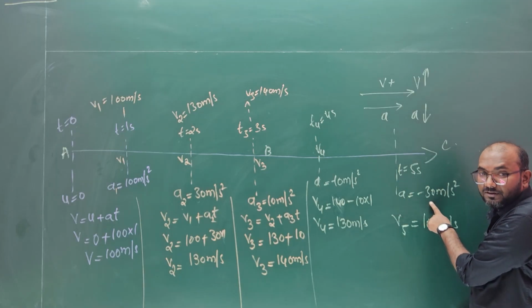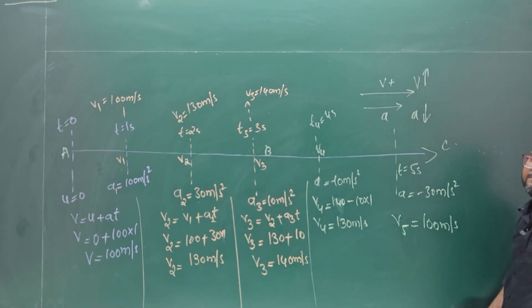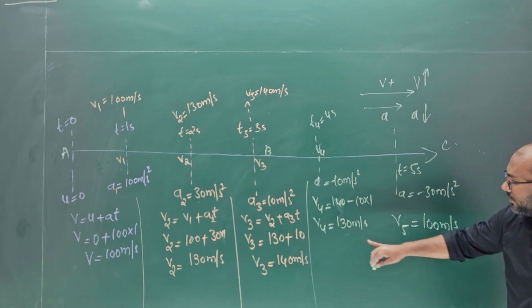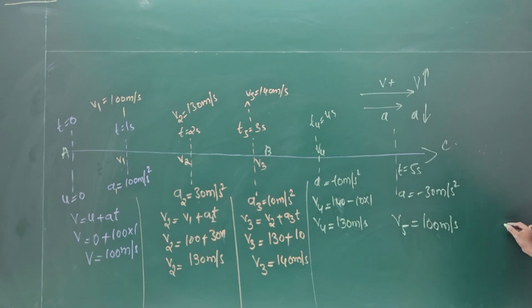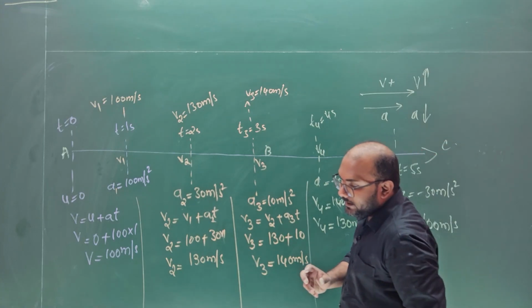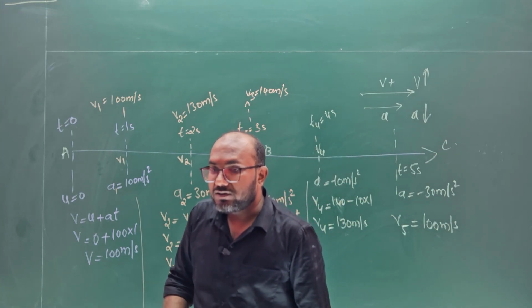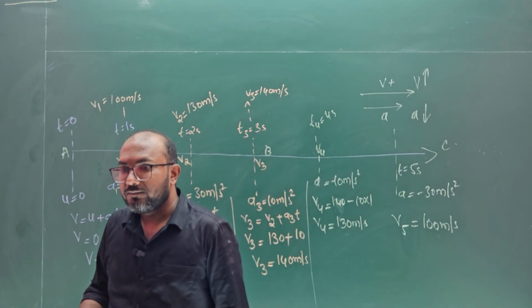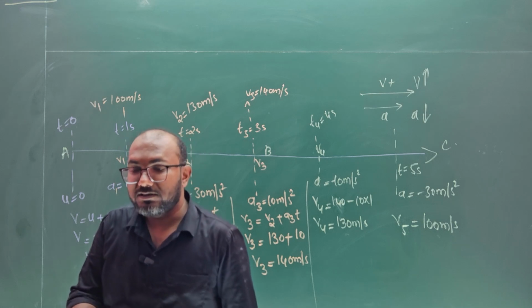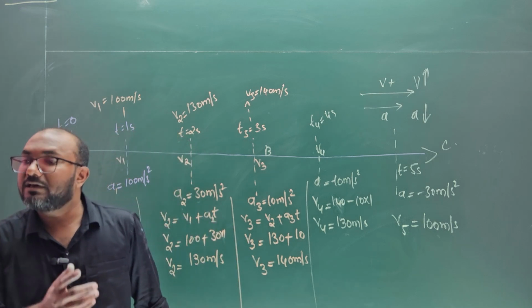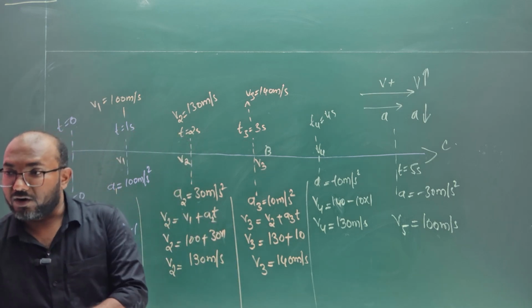Negative acceleration, velocity is decreasing. See here, 140, then 100, then definitely it will be 0. Got my point? So, can I say that just by saying positive acceleration, velocity always increases? No. Just by saying negative acceleration, velocity always decreases? No. I got my point.